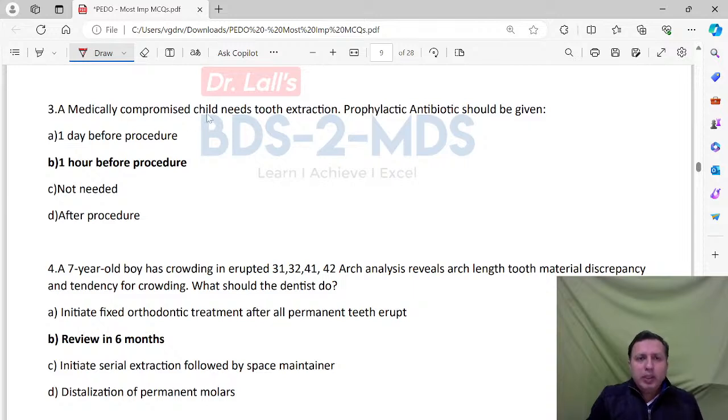A medically compromised child needs tooth extraction. The prophylactic antibiotic should be given 1 hour before the procedure, not needed after the procedure. According to the American Academy of Pediatric Dentistry guidelines, if you are giving prophylactic antibiotics to a medically compromised child, it should generally be given 60 minutes before the procedure. That is 1 hour before the procedure. So the correct answer is B.